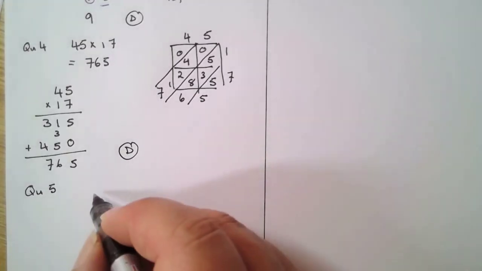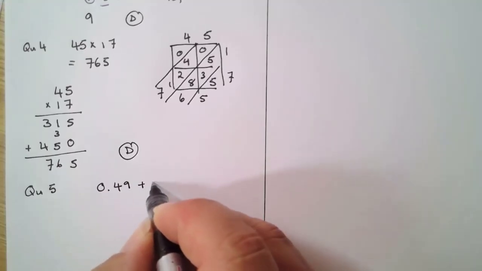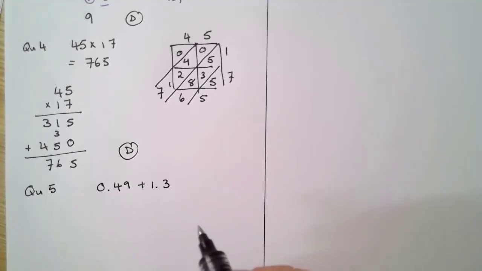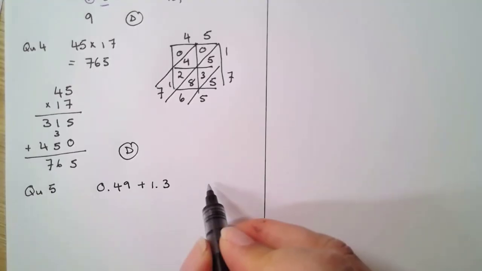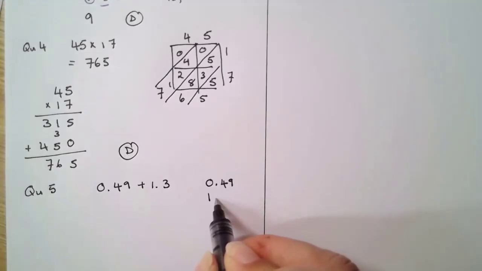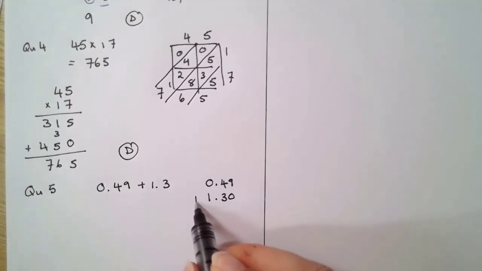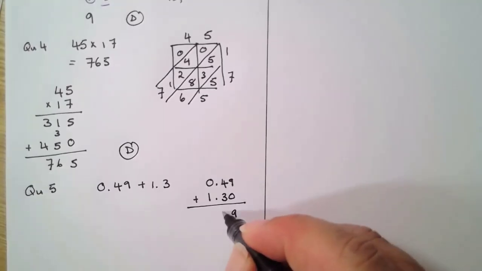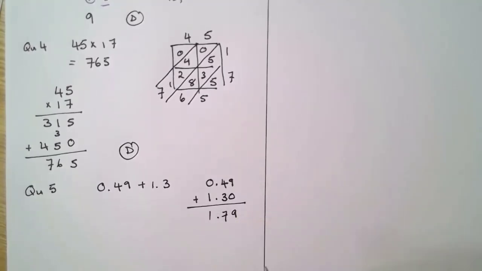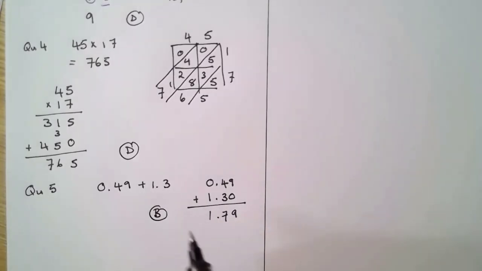Question 5. Work out 0.4 + 1.3913 without a calculator. What we do here, column method is my preferred option, making sure we line up those decimal points. And I like to put a 0 in here. We are adding them together. 9, 7, 1. 1.79 is answer B.